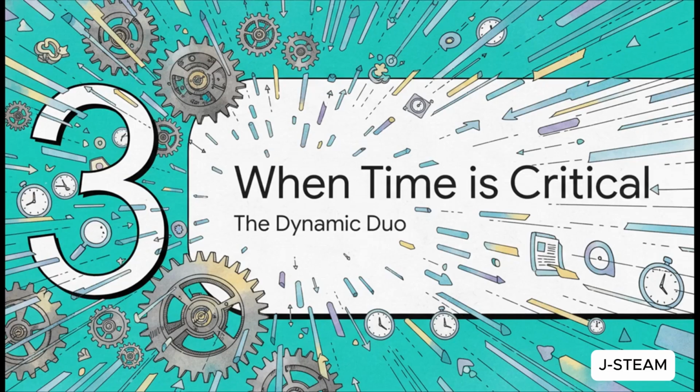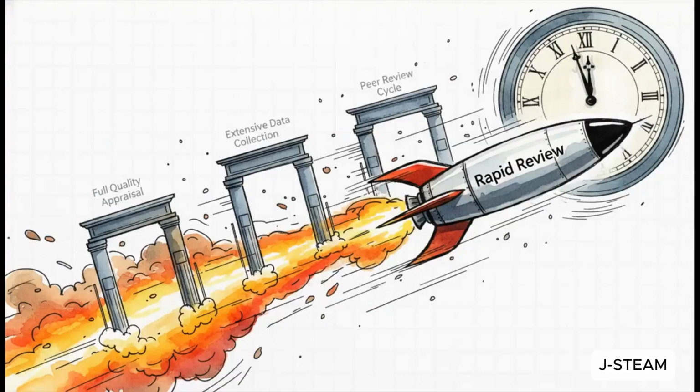Okay, but what happens when you don't have time for a 6-month review process? What happens when decisions need to be made right now? Well, for those situations, we have a special duo of reviews built for speed. First up is the rapid review. It's basically a systematic review on fast forward. To get an answer out the door quickly, it streamlines the process, maybe by limiting the search or doing simpler quality checks. This is crucial for urgent situations, like in the middle of a pandemic. The trade-off, of course, is that you get speed, but there's a slightly higher risk of bias.